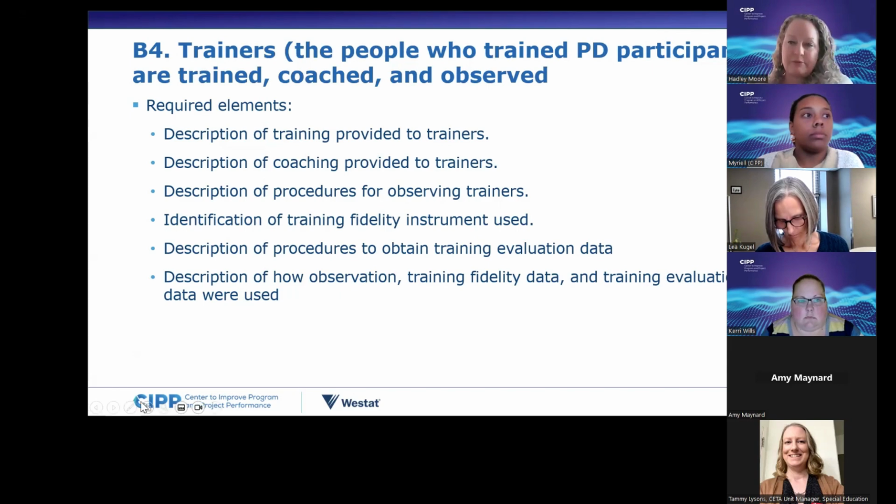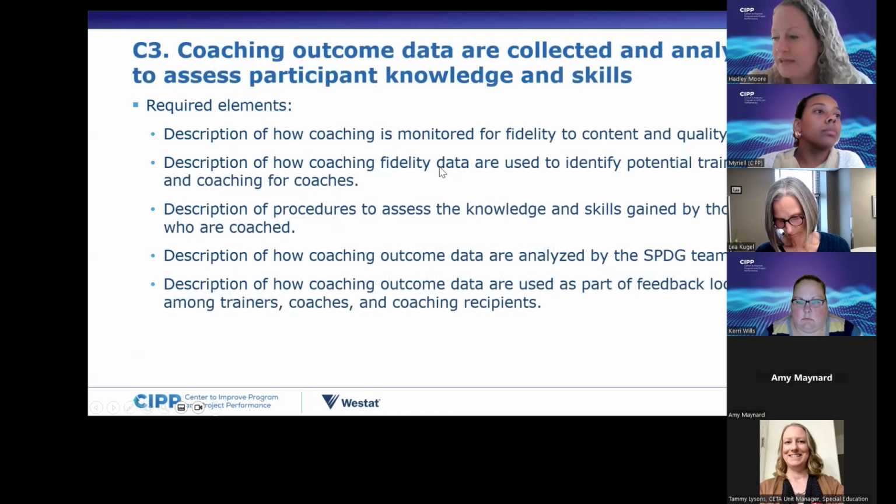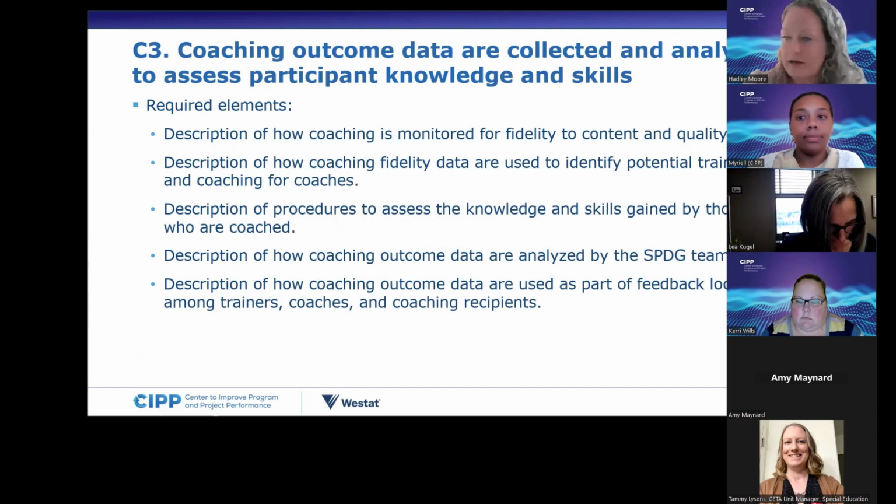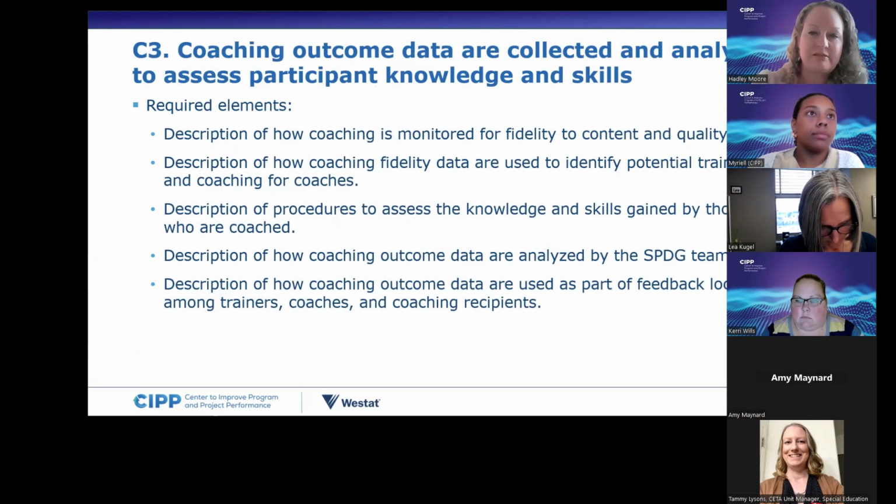The next one I want to highlight for you is C3. And C3 is coaching outcome data are collected and analyzed to assess participant knowledge and skills. And so the specific element here that we see comes up time and again as a challenge is related to feedback loops. So it's that last bullet there, which says description of how coaching outcome data are used as part of feedback loops among trainers, coaches, and coaching recipients.